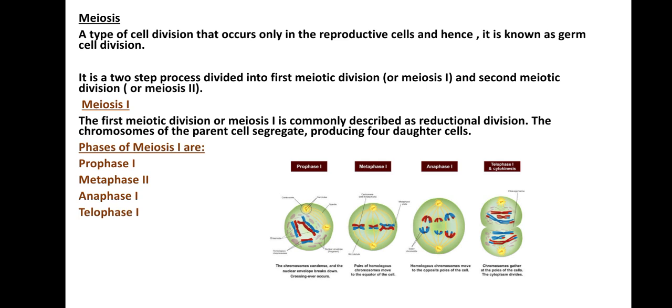Telophase I. The chromosomes at each pole uncoil and elongate to form the chromatin. A nuclear membrane is formed at each pole, resulting in the formation of 2 daughter nuclei.